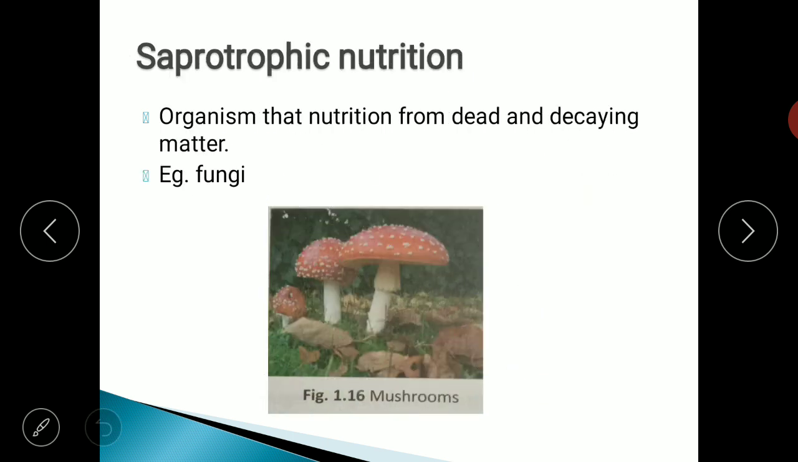Saprophytic nutrition. Have you ever, students, noticed mushrooms growing on old tree bark? Organisms like molds and mushrooms are fungi. Singular, we call it fungus. They do not have chlorophyll. They are not green in color. Then how do you think they get the food?